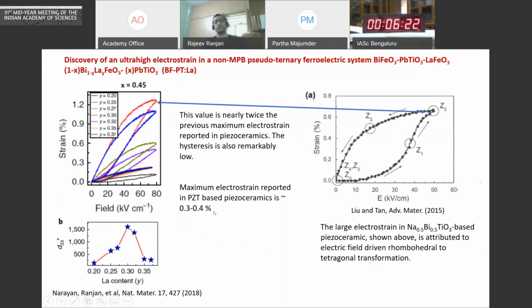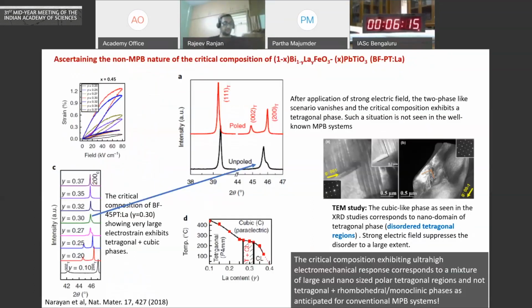When coming to the mechanism aspect, we found that it is not really the morphotropic phase boundary, but that there is an interferroelectric instability which leads to this phenomenon. For example, when we look at the XRD pattern of this, we found that the composition which shows the highest electrostrain is a mixture of cubic plus tetragonal phase, not cubic plus rhombohedral, which the MPB usually comprises.